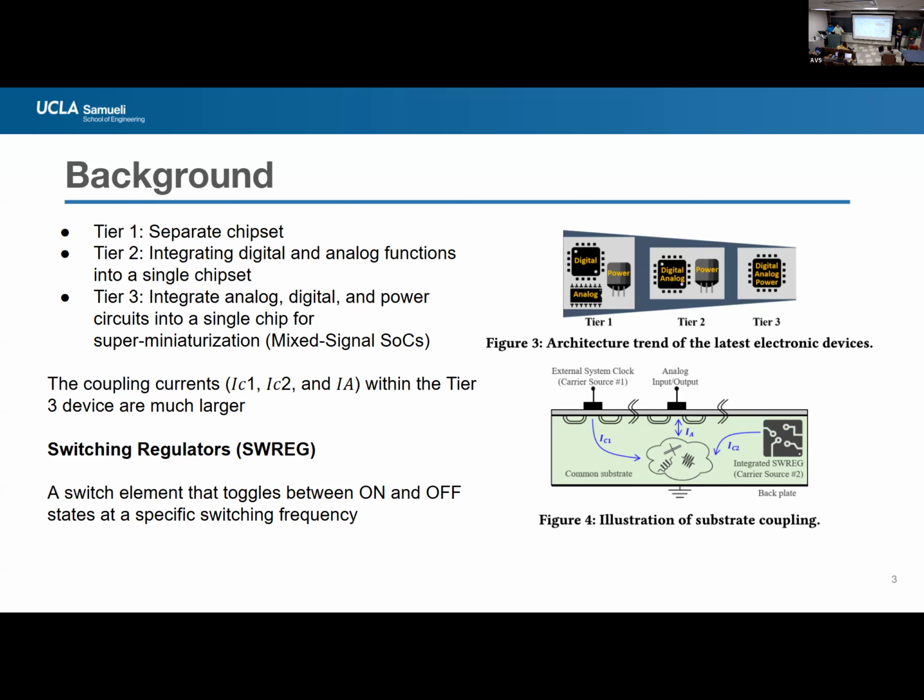So another concept here is called a switching regulator. It's just a switch element that toggles between on and off at certain frequencies.